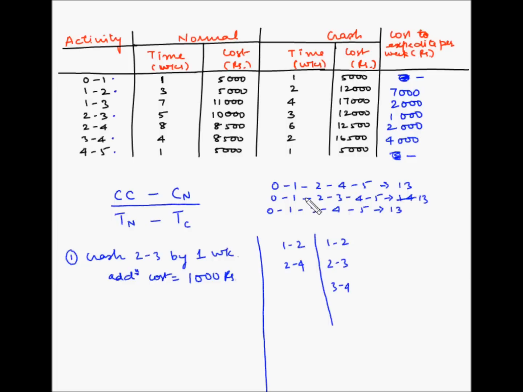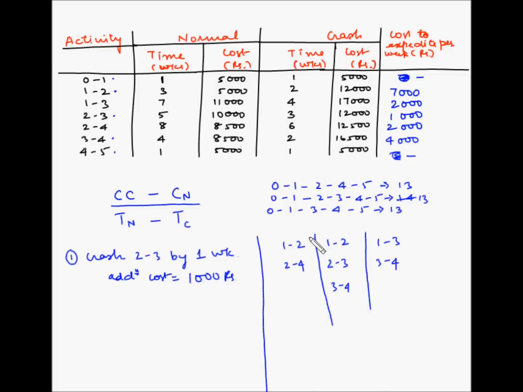can be crashed. Now keep one thing in mind, that all these activities are now critical activities because all the three paths are critical paths. And for the third one, 0 1 cannot be crashed, so 1 3, 3 4, 4 5 cannot be crashed. Now let's note down all the combination of the possible activities on the three paths which can be crashed.